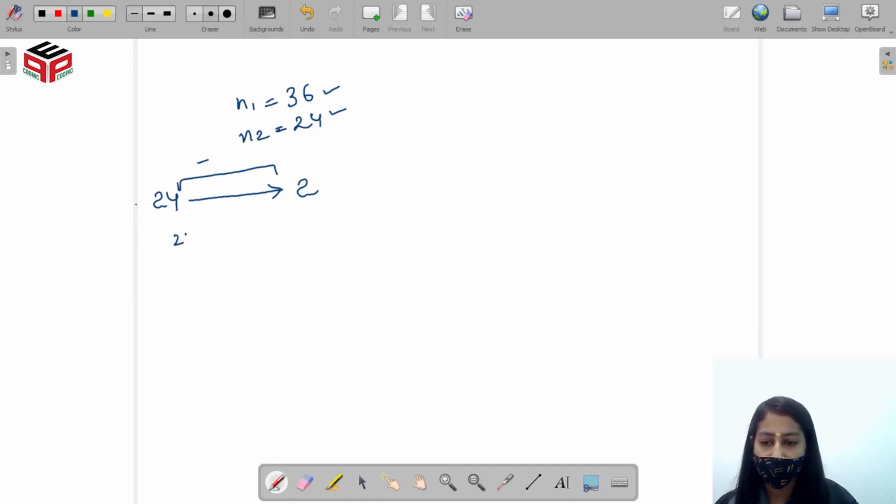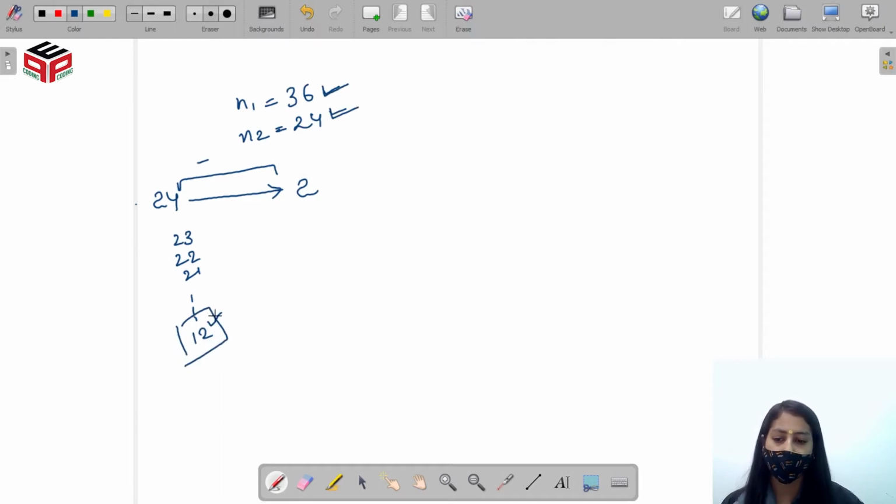So it will start from 23. 23 is not a divisor of 36 and 24. 22, 21 and so on. When we reach 12, we find that 12 is divisible by both 36 as well as 24. So 12 will be our greatest common divisor for them, right? But for this question, we'll discuss another approach.